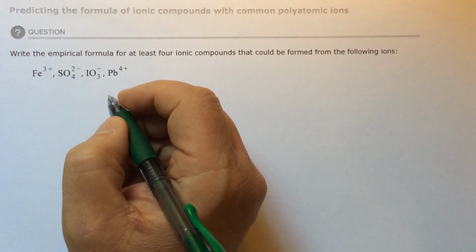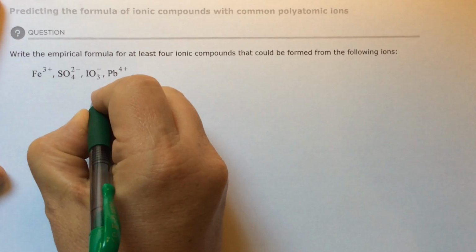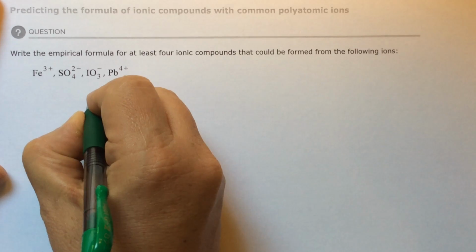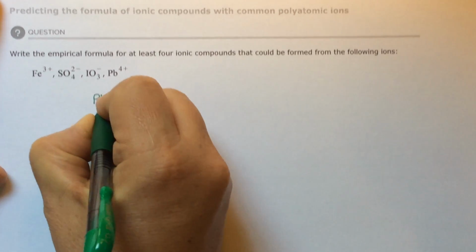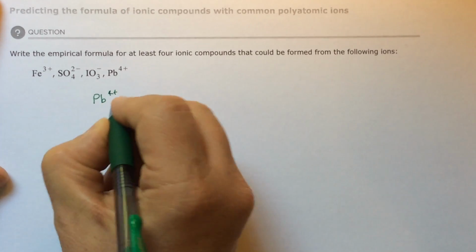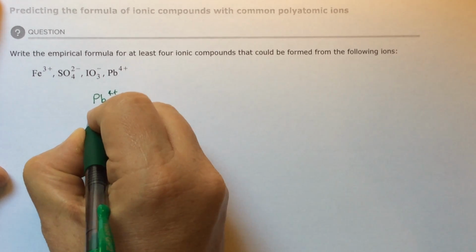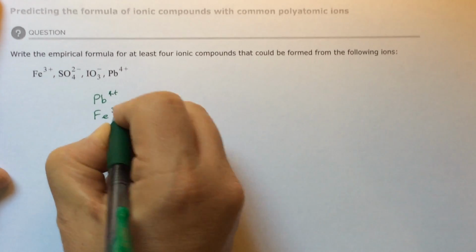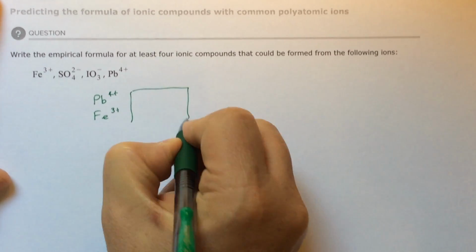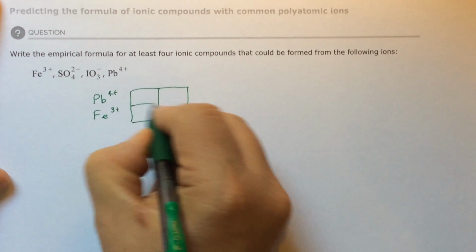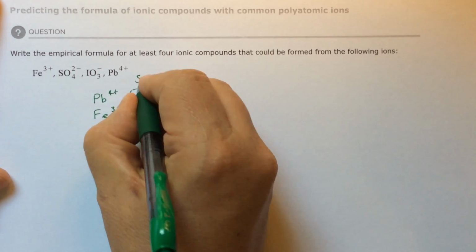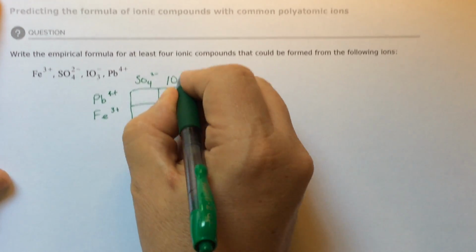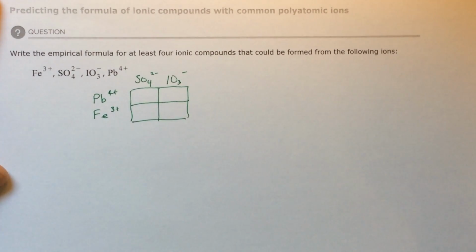We'll just make a Punnett square again, same thing here. So I'm going to put, let's just put it on the side. So we'll put the lead 4 plus first. We'll put the iron 3 next. Then up here we'll put SO4 negative 2, and then the iodate IO3 negative 1.